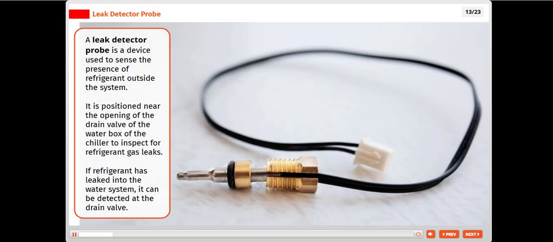A leak detector probe is a device used to sense the presence of refrigerant outside the system. It is positioned near the opening of the drain valve of the water box of the chiller to inspect for refrigerant gas leaks. If refrigerant has leaked into the water system, it can be detected at the drain valve.